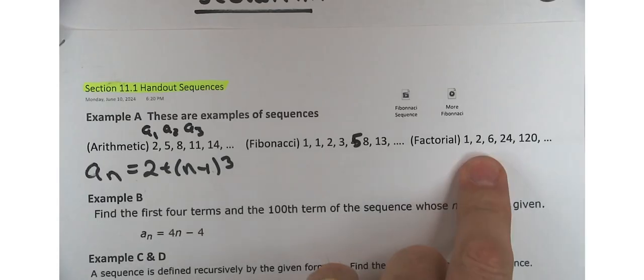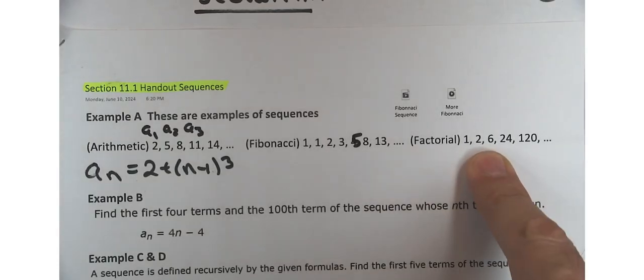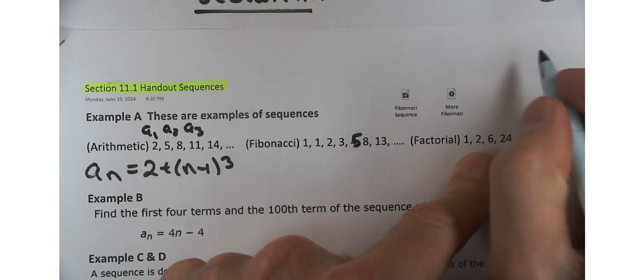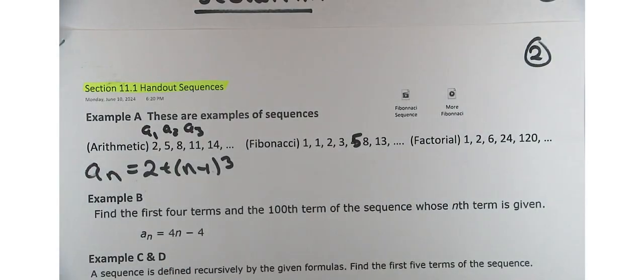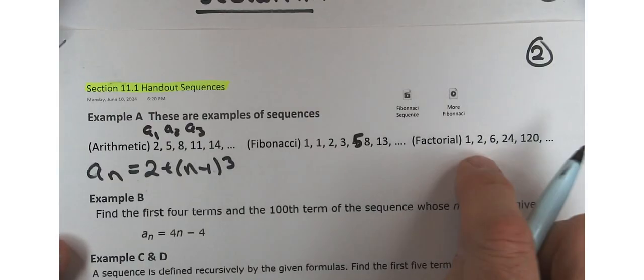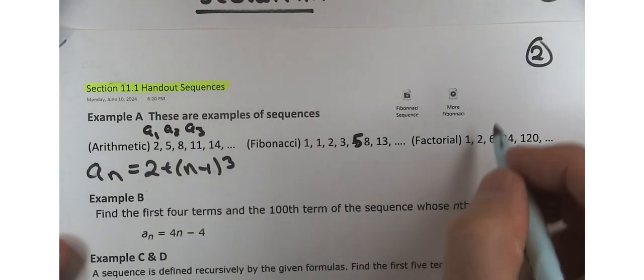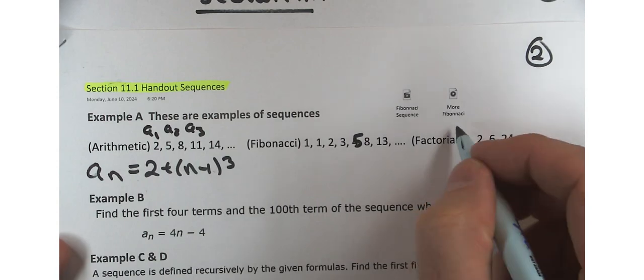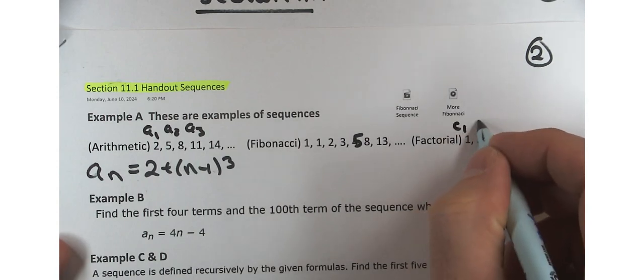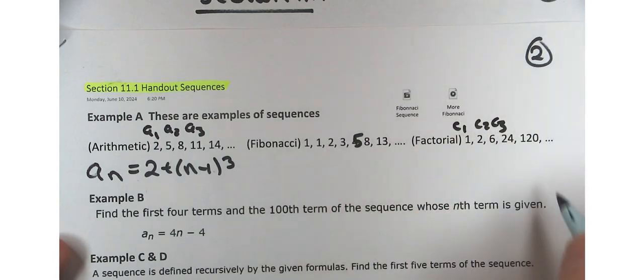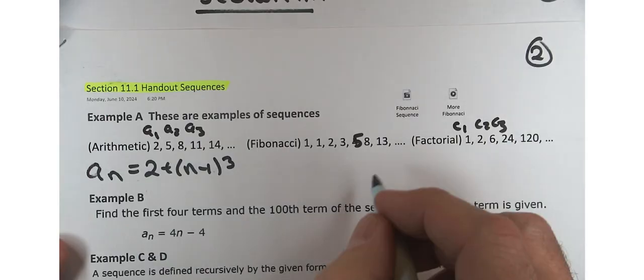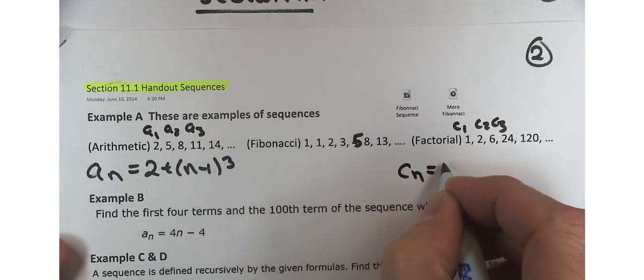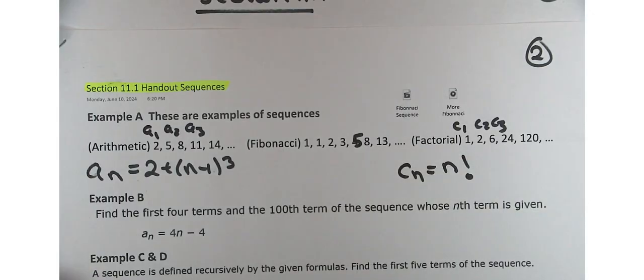The last one's kind of my favorite, and I'll apologize to Jeff Parent veterans in this class who've seen this before. This is the factorial. So this would be, for instance, that's 3 factorial. So let's call this sequence C, C sub 1, C sub 2, C sub 3, etc. To get these terms, C sub n, you're just going to do n factorial.